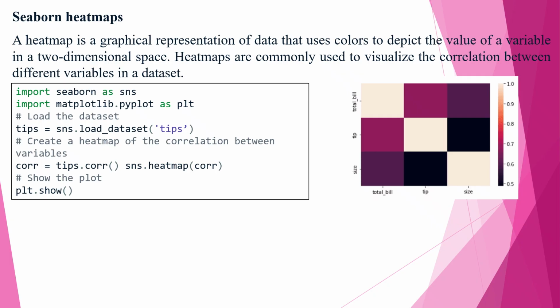In this example, the dataset is first loaded and the correlation between variables is calculated using the corr function. Then sns.heatmap is used to display these correlation values as colors, where different colors represent different strengths of relationships. This makes it easy to quickly identify patterns such as strong or weak correlations between variables. Finally, plt.show is used to display the heat map.